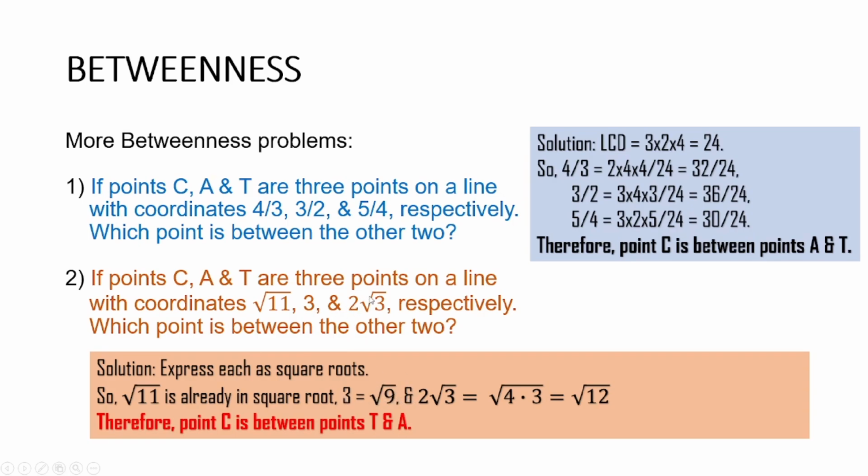And 2 times square root of 3. So 2, what's the square of 2? It's 4. So 4 times 3. Here it is. 2 square root of 3 is just square root of 4 times 3, square root of 12. Compare the radicands, 12, 9, and 11. So we see that 11 here is the between. So square root of 11 is already given as point C. So point C is between points T and A, class.